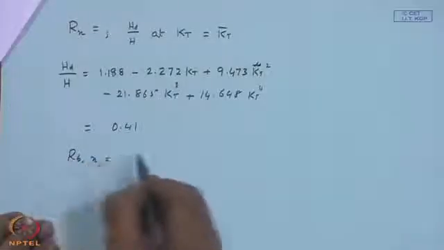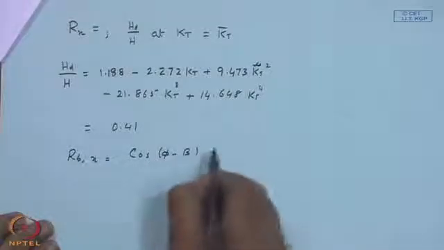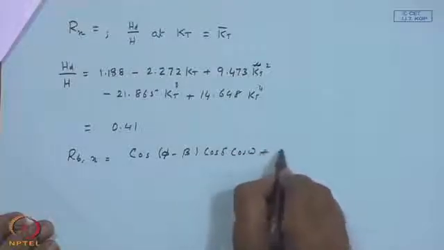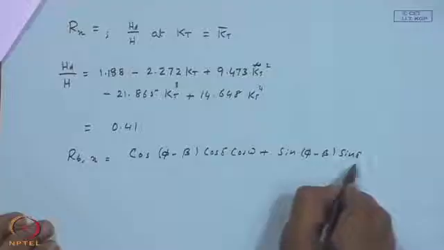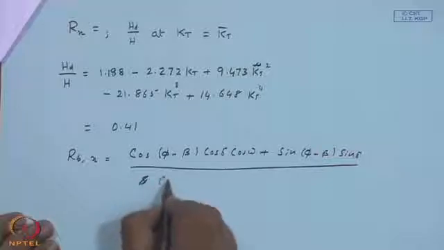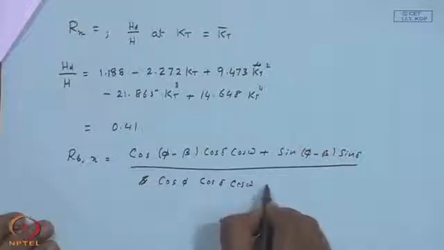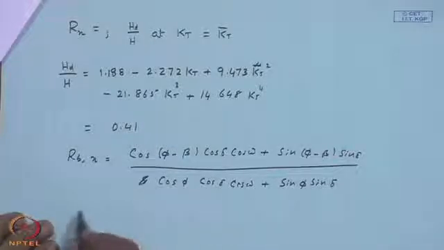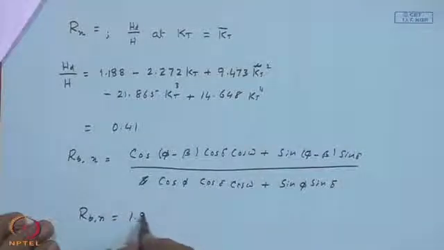R b at the noon time, cos phi minus beta cos delta cos omega plus sin phi minus beta sin delta by cos phi cos delta cos omega plus sin phi sin delta. So, R B noon will be 1.97.